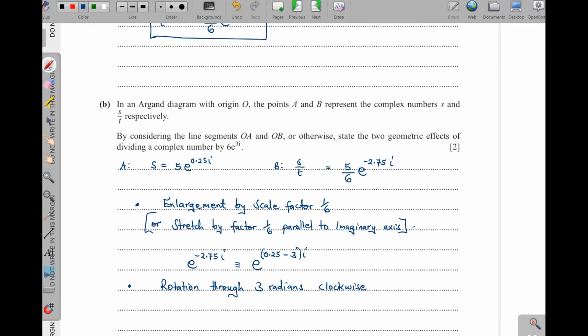Because it is in clockwise movement, where we are getting what? The negative angles. As simple as that.